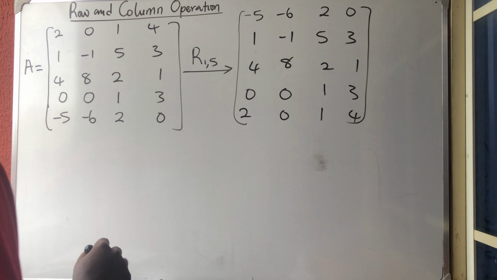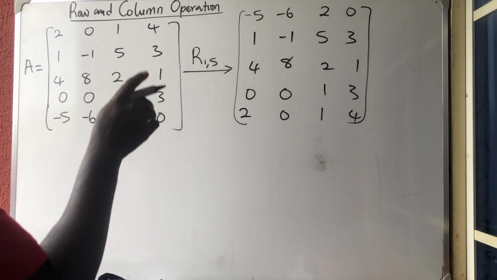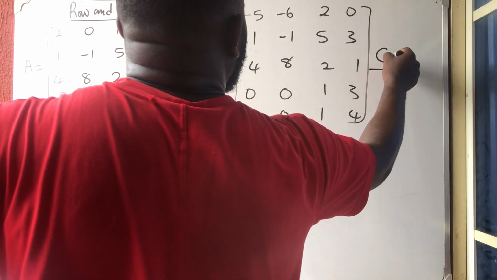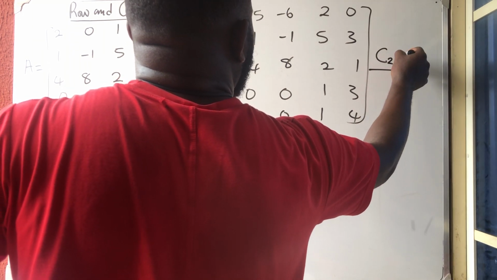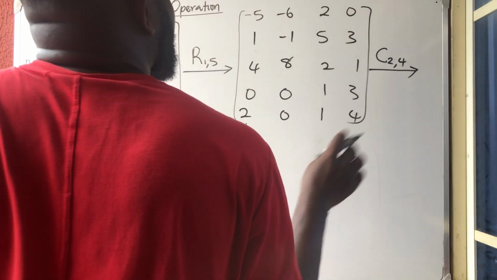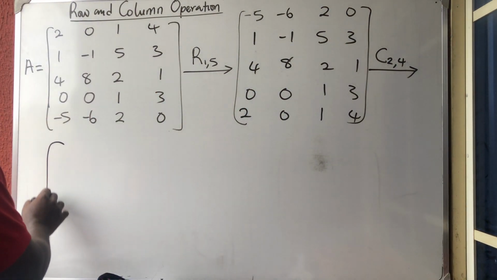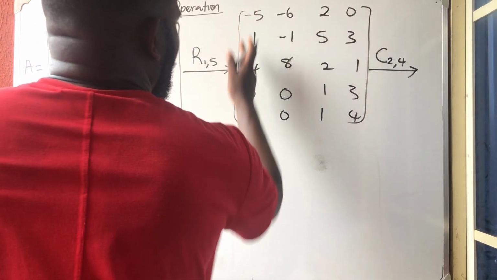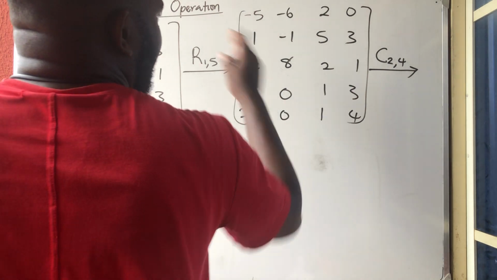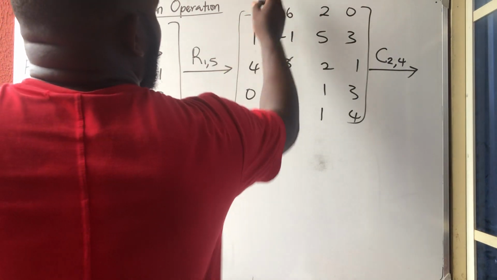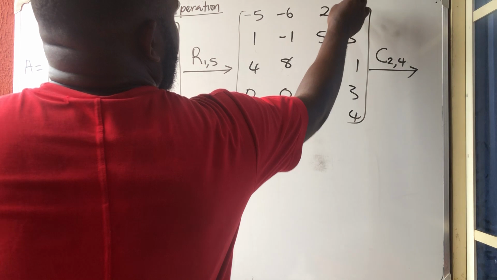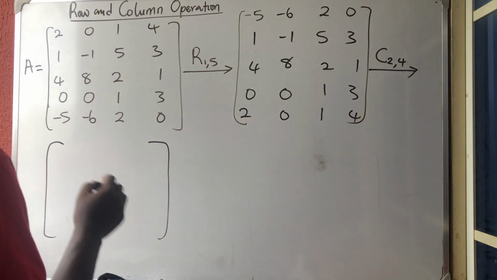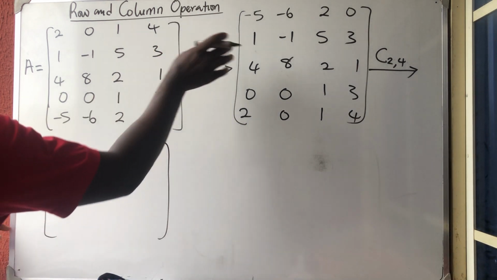Now, if you see something like column 2 comma 4, it means swap the columns 2 and 4. So the answer to that should be, look at the answer. This is column 1, column 2. The vertical is column, while the horizontal is row. So column 1, column 2, column 3, column 4. So this one will come here, this one will come here. As simple as that. So the rest remain the way they are from the last answer.